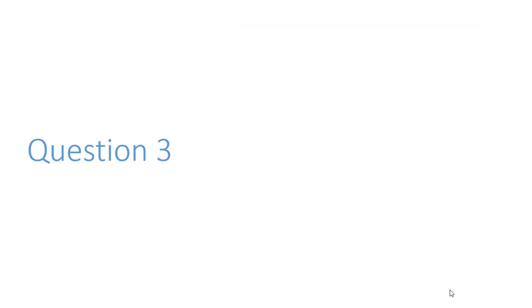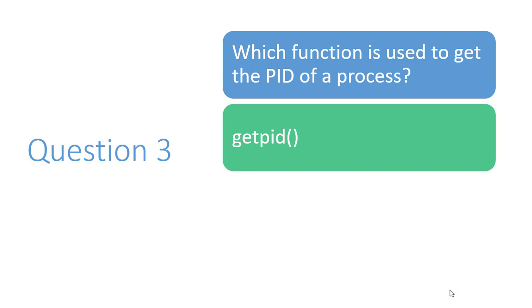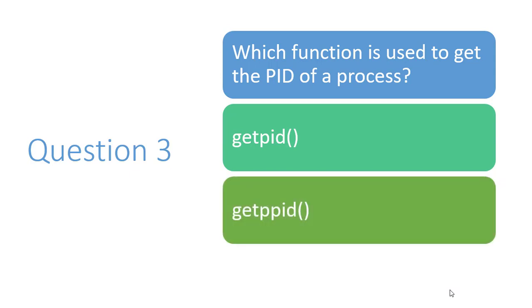Question number 3. Which function is used to get the PID of a process? If you want to print the PID or you want to know the PID, then which function will you use? So the function is getpid. There is a similar function getppid which returns the parent process ID, or the PID of the parent.